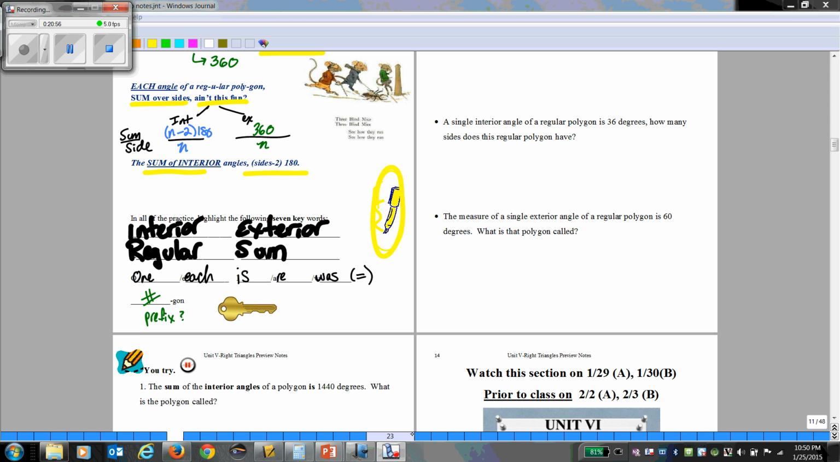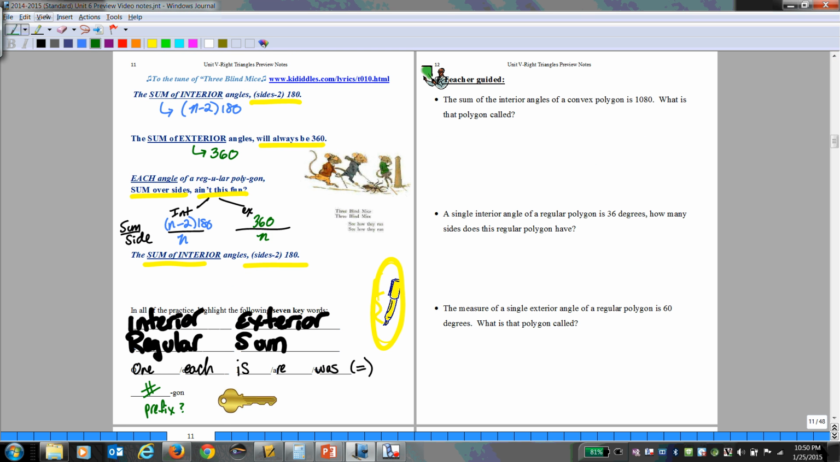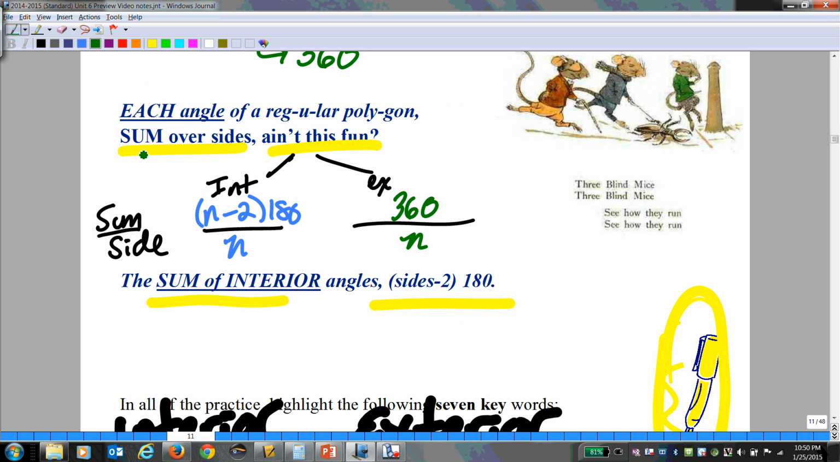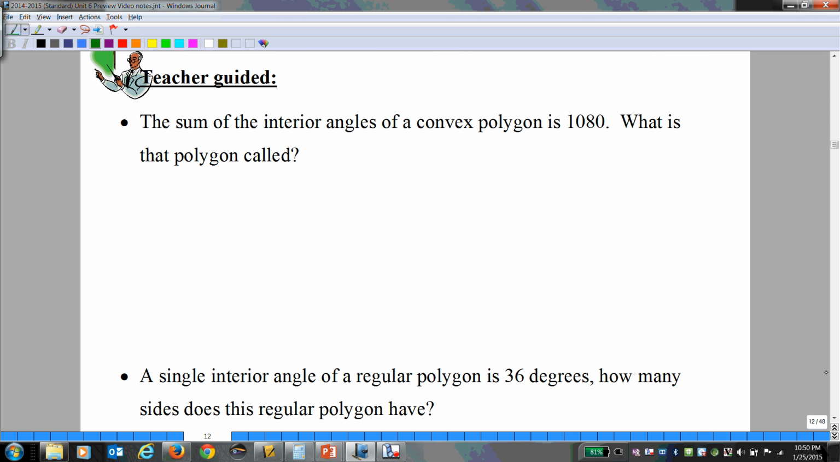Ready? I'm going to do 3 problems here. It says, the sum of the interior angles of a convex polygon is 1080. What is the polygon called? Keywords: sum, interior, is, which is an equal sign. Always spot your equal signs. 1080. What is the polygon called? That means what is its prefix, or what is its number of sides.